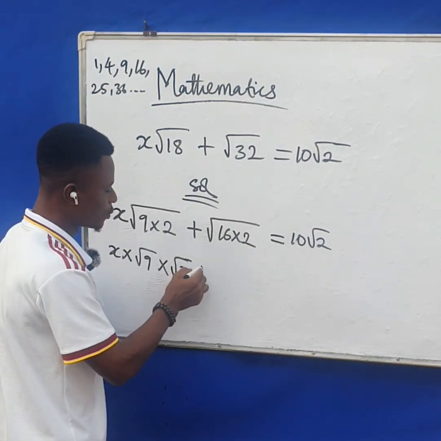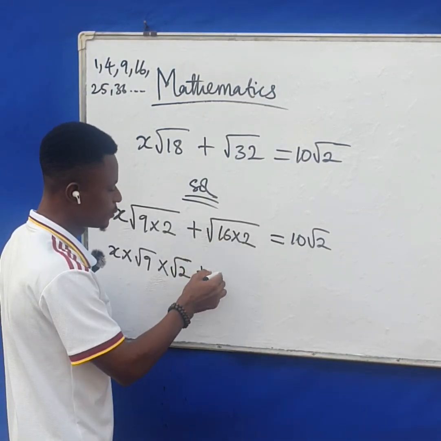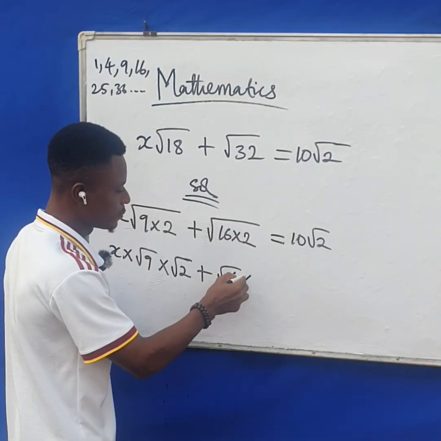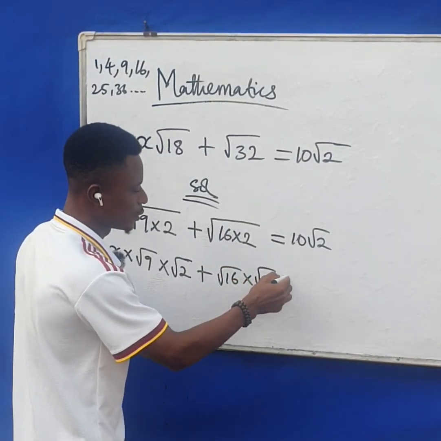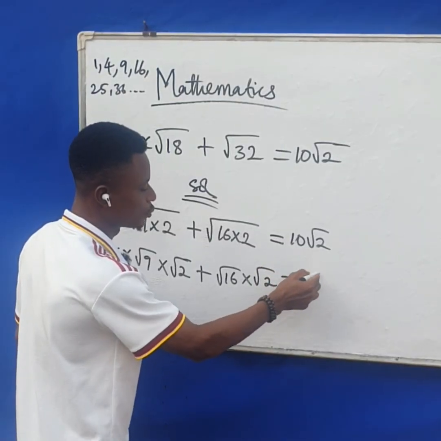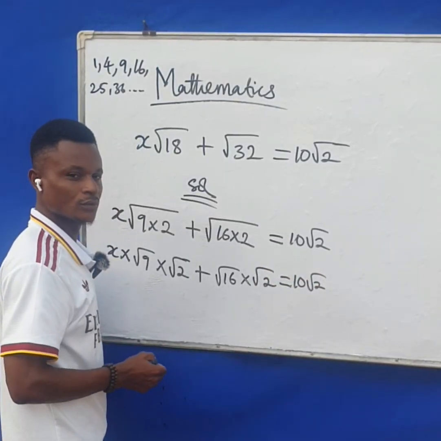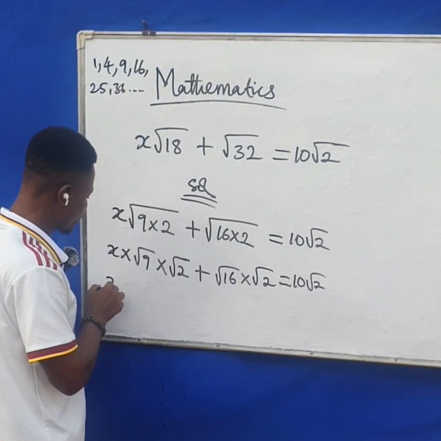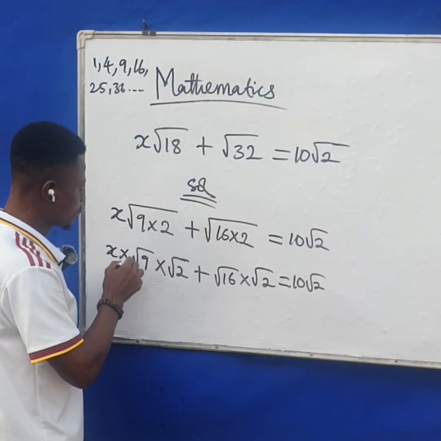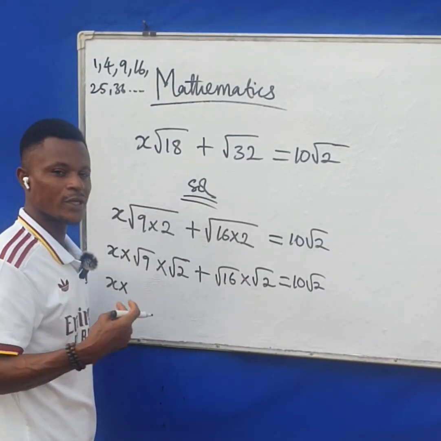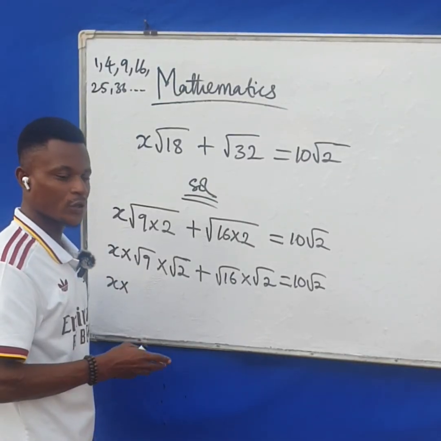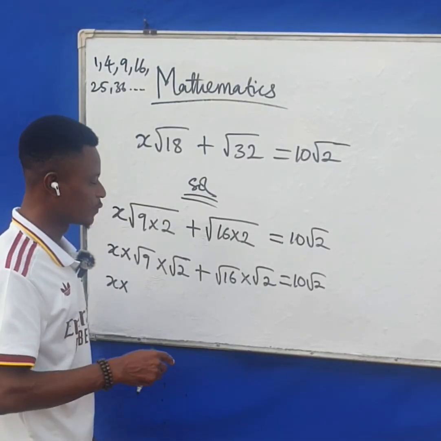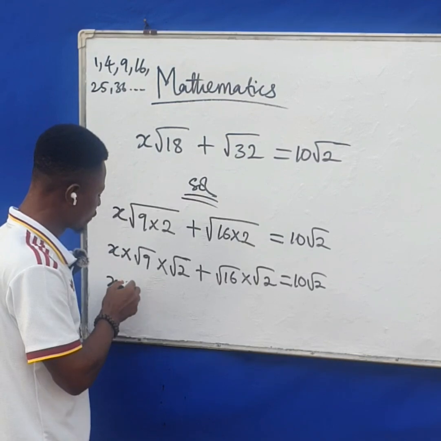Understand? Then plus, we do the same thing here, square root of 16 times square root of 2. Then equal to 10 root 2. So here we have x times square root of 9, which means a number that can multiply itself twice to get this 9. That number is 3. Why? Because 3 times 3 gives us this 9. So the square root of 9 will give us 3.